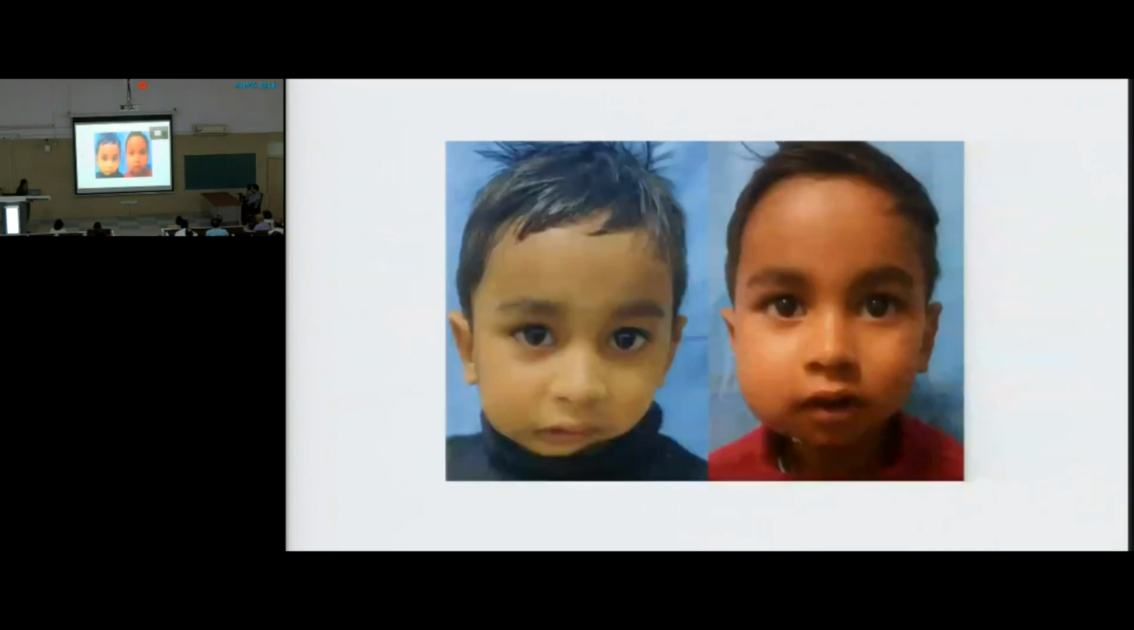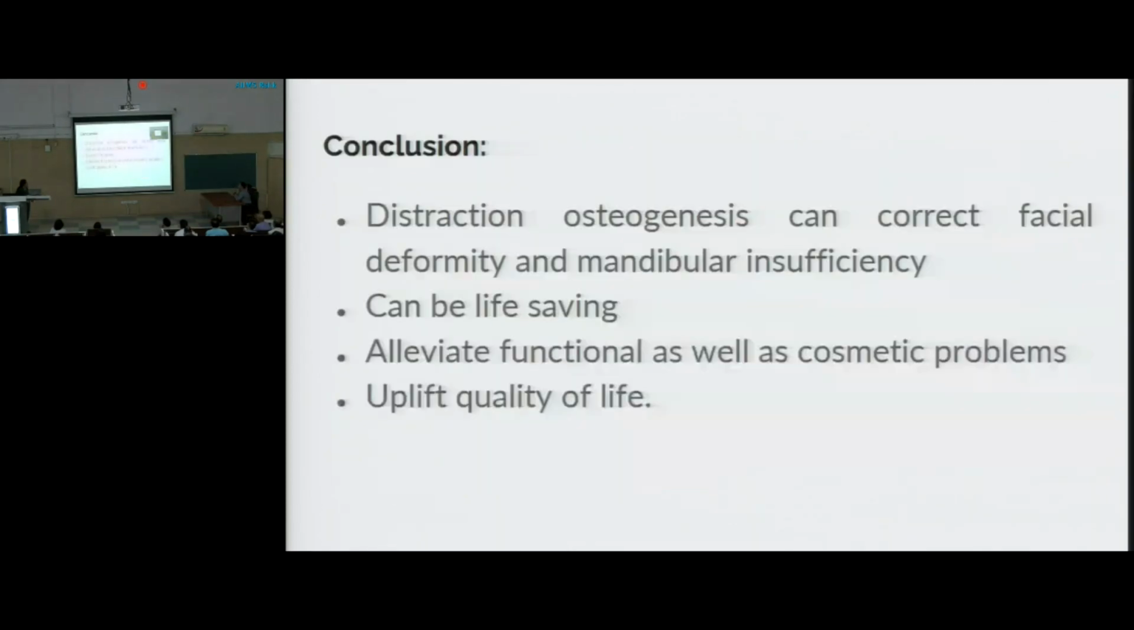The patient's consolidation period is ongoing, and after the consolidation period he is planned for the distractor removal and the TMJ release. And in conclusion, yes, distraction osteogenesis can correct the facial deformity and also the mandibular insufficiency. And it is definitely a life-saving procedure in many situations. And it can also alleviate the functional and cosmetic problems, uplifting the quality of life. Thank you.